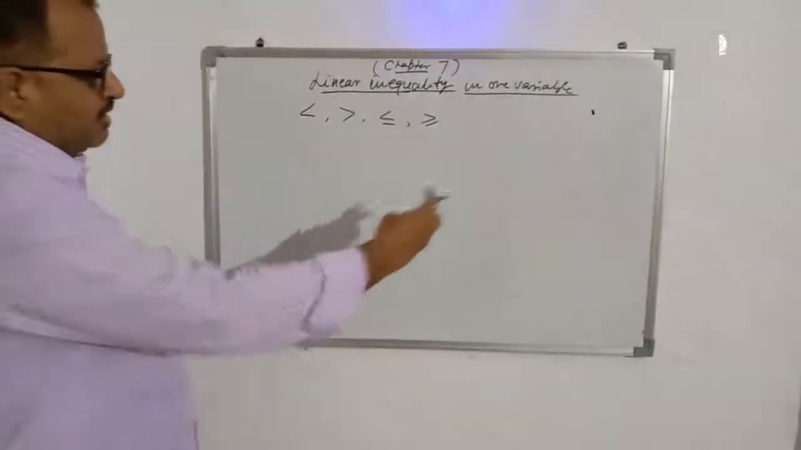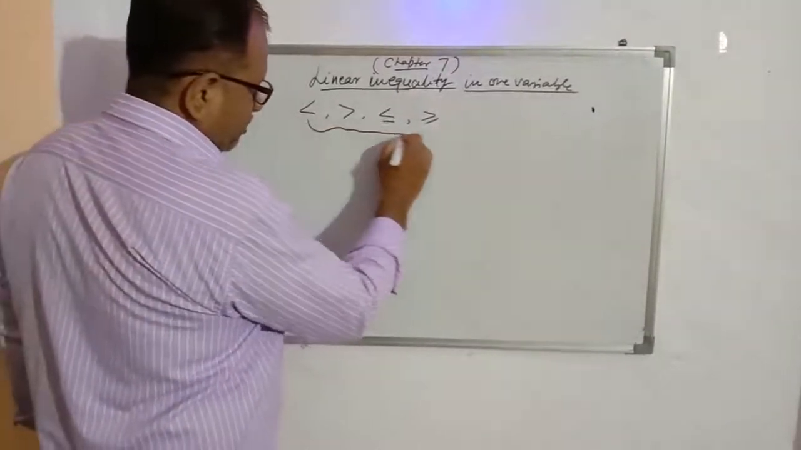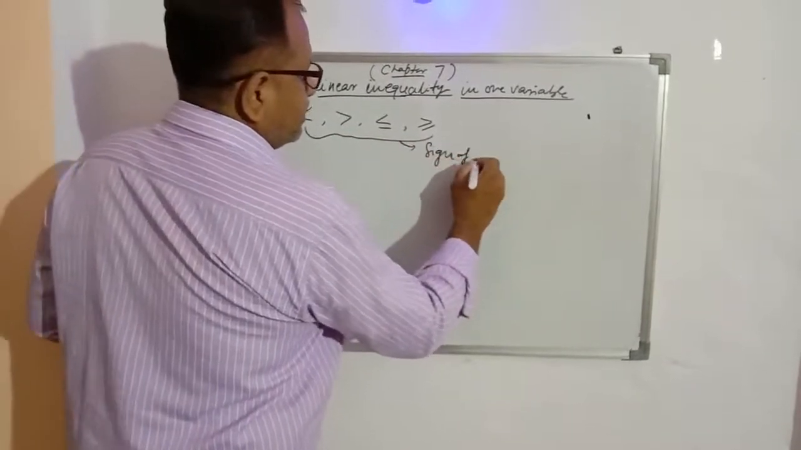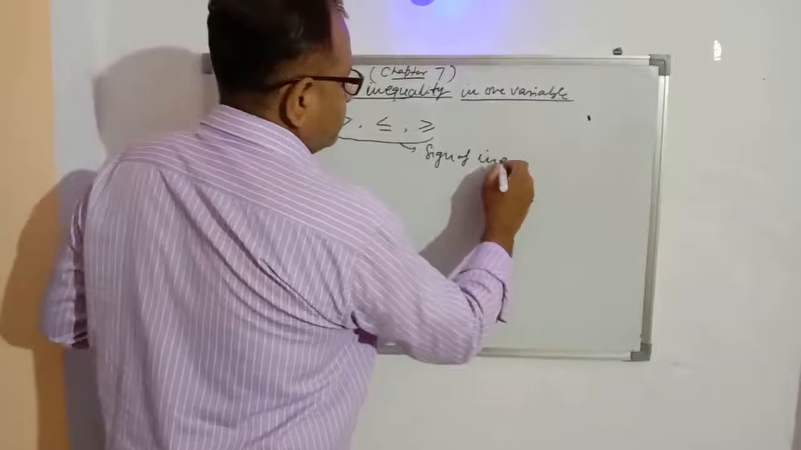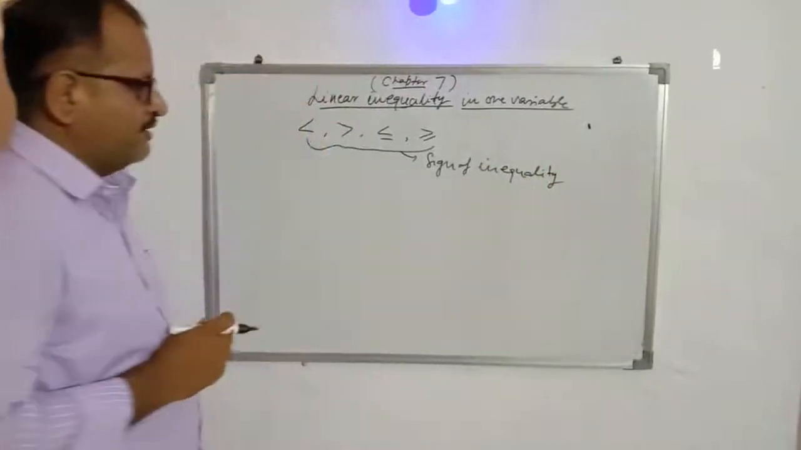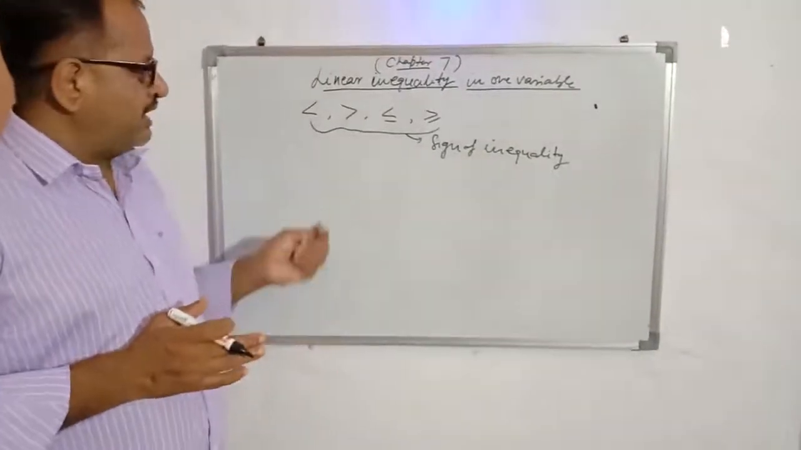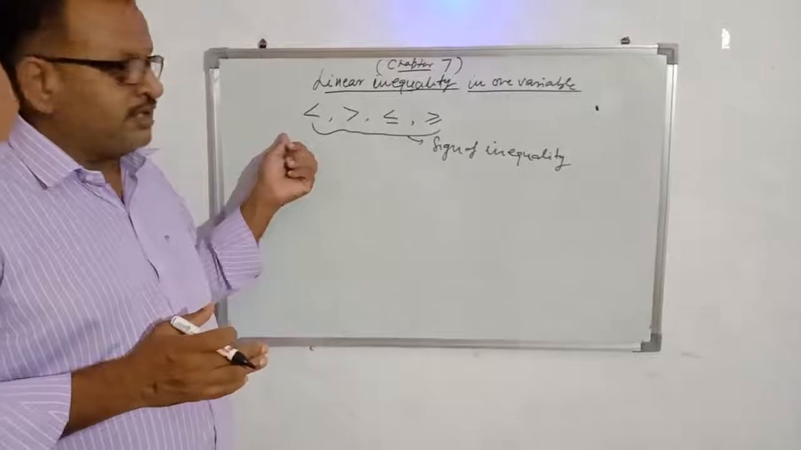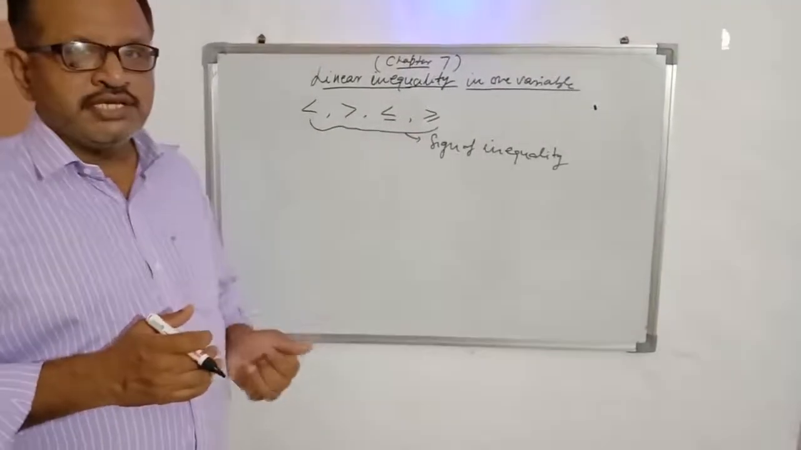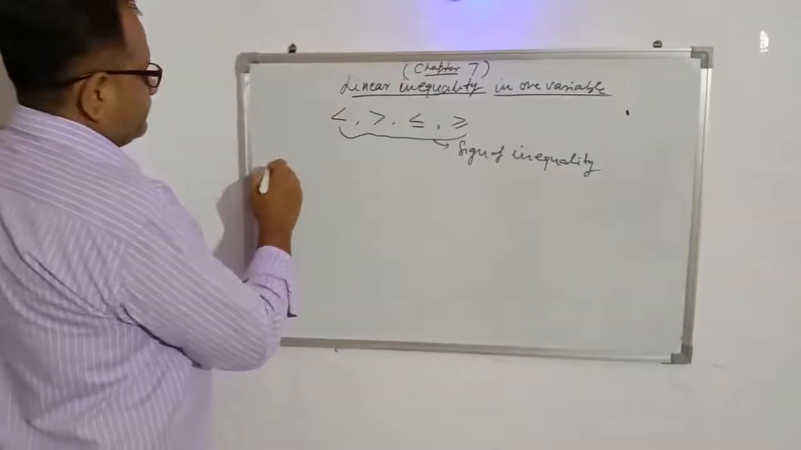These symbols are called sign of inequality, symbol of inequality. So when two numbers or any two algebraic expressions are connected by these symbols, then it is called inequality. So what will be the definition?